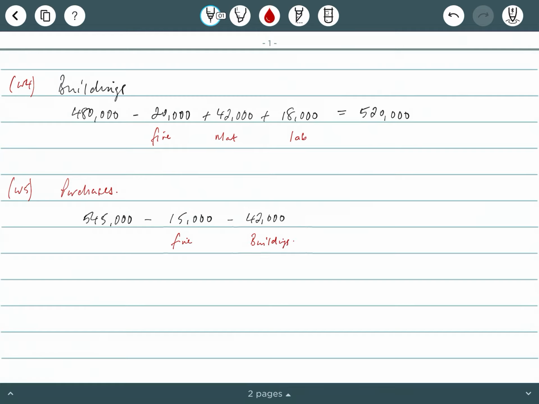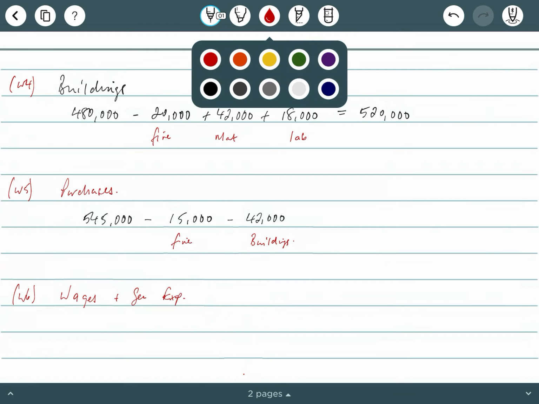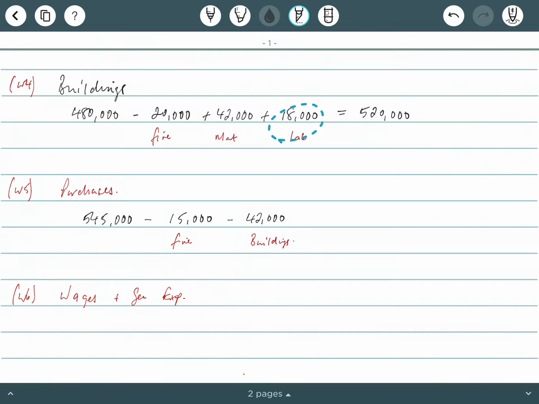Okay, I know there's another work into purchases later with the delivery van, as there always is, so I'm not going to close that off just yet. So the next thing I'll open up then is wages and general expenses. Because I have to deal with this 18,000 here. So my wages and general expenses, from the trial balance that we're given at the start of the question, is 148,200. I'm going to take away that 18,000. Again, there it is, that 18,000.